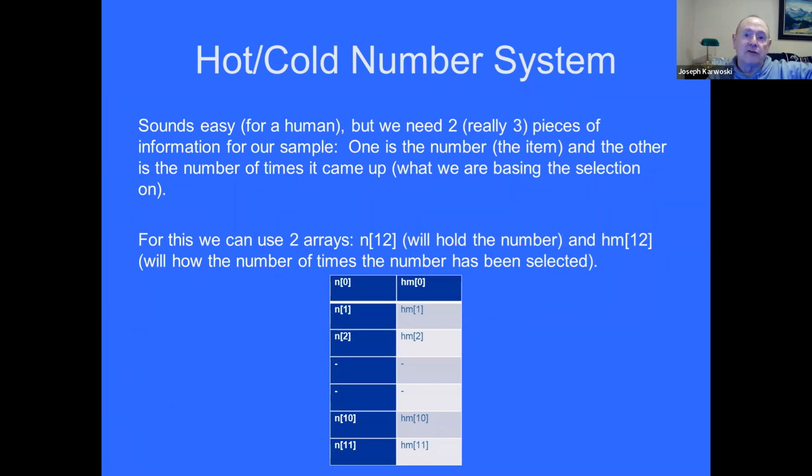Let's say 5 has been drawn 5 times, and that's the most. Okay, so N sub 1 is 5. And let's say it's been drawn 6 times. So N sub 1 is the number 5. It has been drawn 6 times. So HM would be the 6. If the next most is 4, and we'll say it's 20, then N sub 2 would be the number 20. HM is telling me how many times it has been drawn. So it would be 4. So these are linked together.